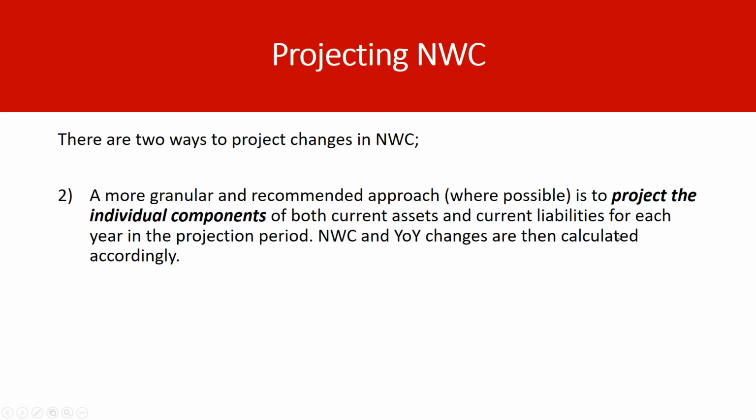Okay, and the second, more granular and recommended approach where possible, is to project the individual components of both current assets and current liabilities for each year in the projection period. Net working capital and year-over-year changes are then calculated accordingly. This is much more accurate and industry standard, which first or second year analysts do at the investment banks. They project the individual components of current assets and current liabilities based upon whatever uses and expenditures are expected, sum them up, and then calculate the difference. That provides a much more accurate and defensible projection than just going percentage of sales.